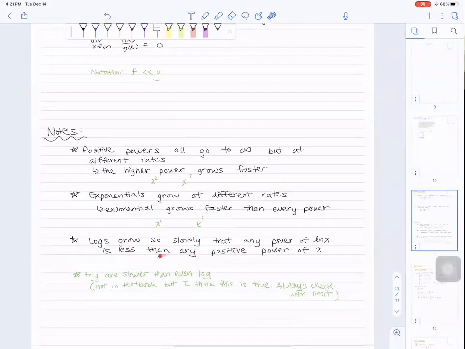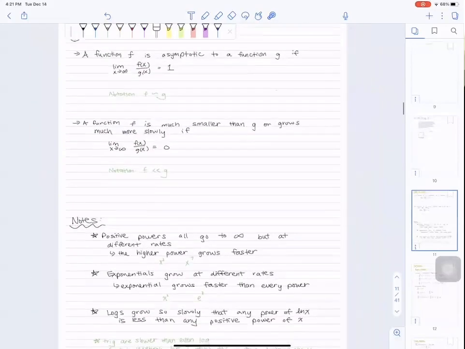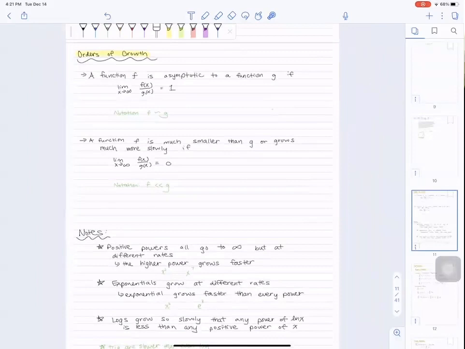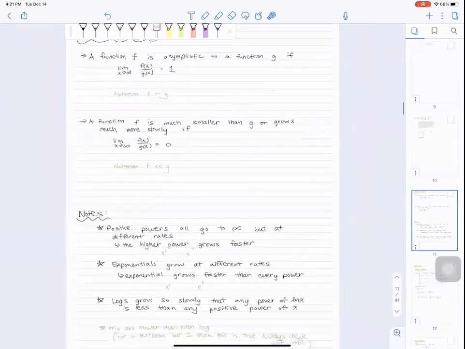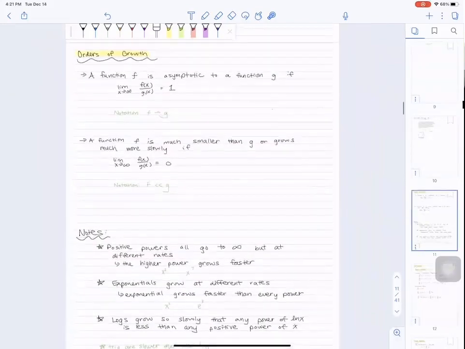Also, logs grow slower, and trig functions grow even slower. So these are just some patterns to remember for when you're doing orders of growth problems. A lot of it is testing back and forth, finding the limit between two different functions and seeing what you get. Okay, questions on orders of growth?